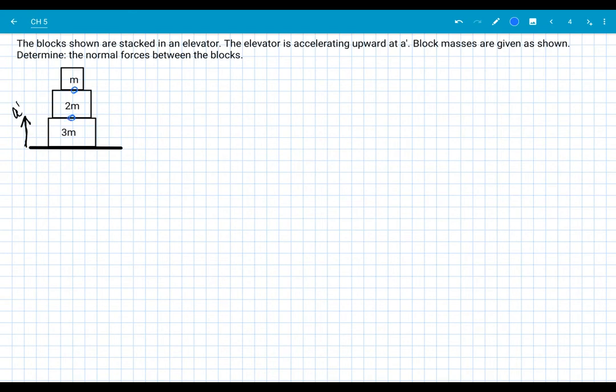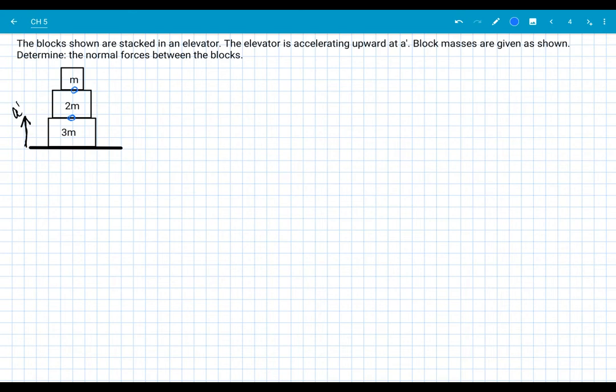Notice it's between the blocks. So between blocks 2m and 3m, and between blocks m and 2m. At those interfaces where the surfaces come together, there are normal forces, and we're being asked to find what those are. So in order to do this, as usual, this is a force analysis problem. So we want free body diagrams here.